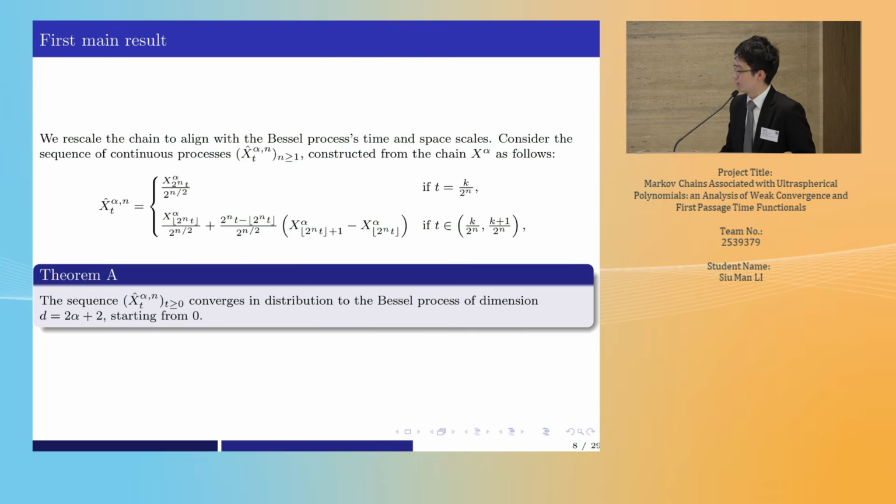Now, to connect our discrete Markov chain to the continuous process, we have to do something called diffusive rescaling. So we define this rescaled function according to dyadic numbers. We want to prove that this rescaled Markov chain converges in distribution to the Bessel process of dimension 2 alpha plus 2, where alpha is the index of the ultraspherical polynomials.